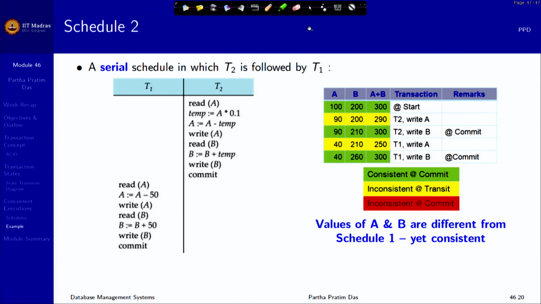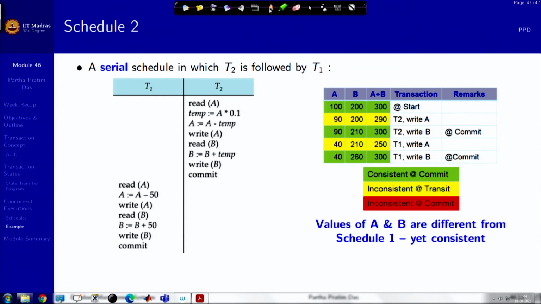But what if you did T2 first and then T1? If you did T2 first, then you will first transfer 10% from A's account to B's account, and then transfer $50 from A's account to B's account. So, earlier A was having $45 and B was having $255, but now A has $40 and B has $260, because it is a different serial schedule. This is not an error. In a concurrent database system, this is perfect, because the database has never become inconsistent. It does not know which transaction has to be done first. Every transaction is complete and valid in itself. Right. If you have to enforce that no, this is not possible, then you have to design the transactions in that way, but both of them are consistent at commit. So, they are valid schedules.